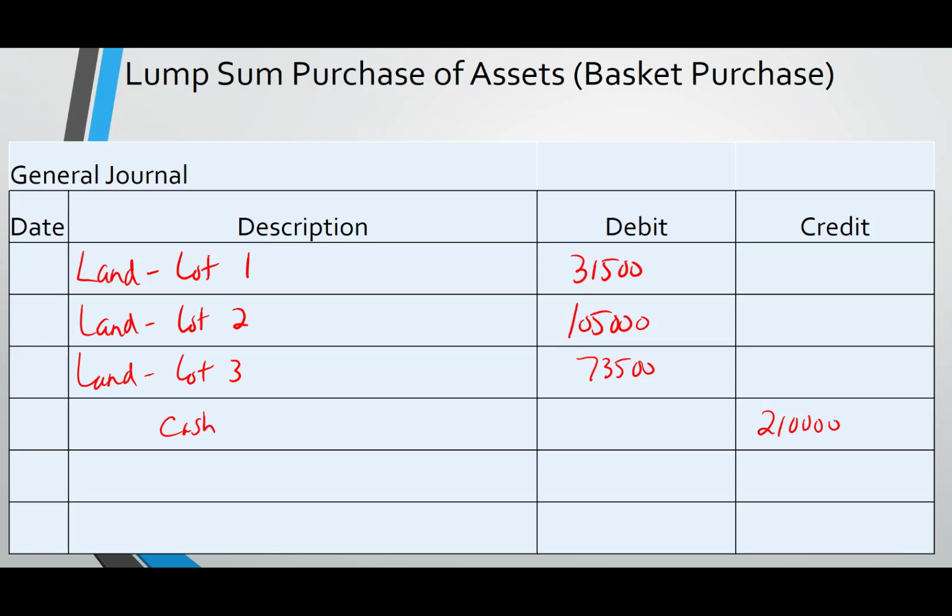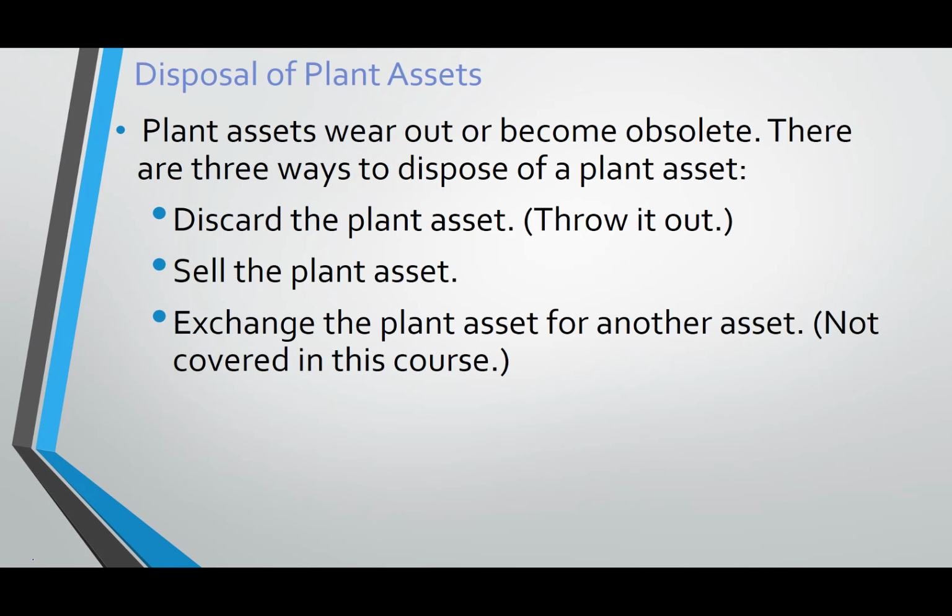All right, we saw early on that we obviously would have to deal with disposing plant assets. Basically, once they wear out or become obsolete, we have 3 different ways to dispose of them. Obviously, one would be to throw it out and just discard it. That would be probably very uncommon, but still a possibility. You could potentially sell the plant asset. That would probably be a better way to go if that's possible. And then the third way, even though it's not covered in this particular course, is that you would exchange a plant asset for another asset. Again, we won't be really doing any of that here. If you move on to intermediate accounting, you'll see it in that class.